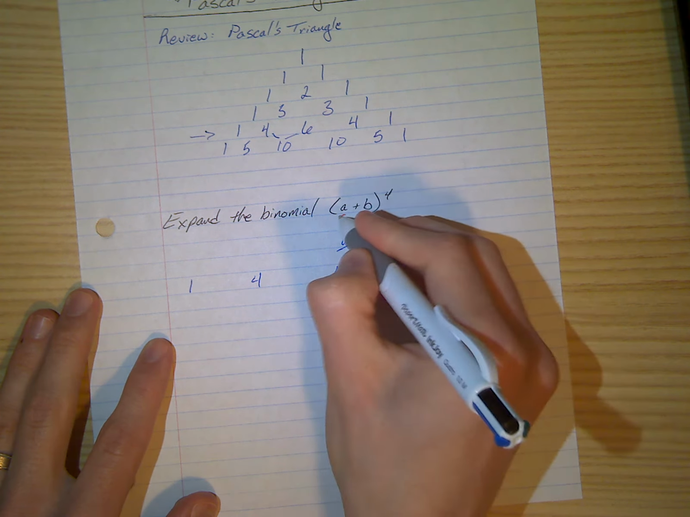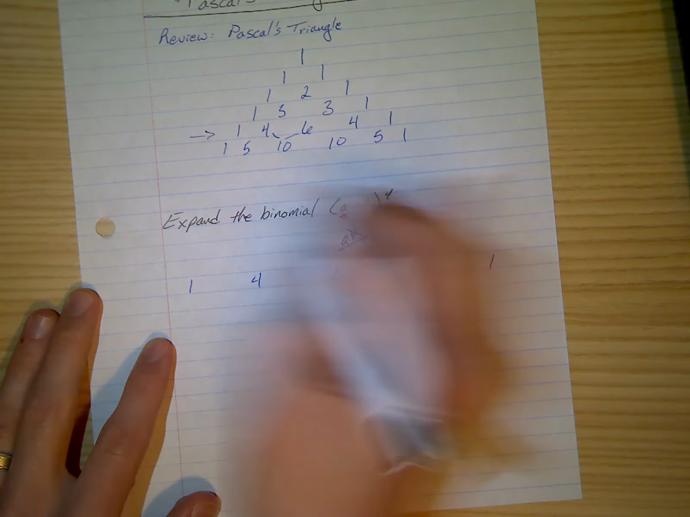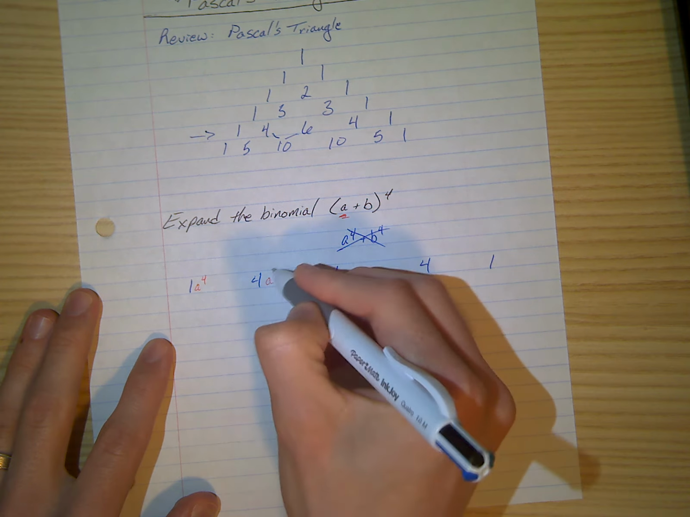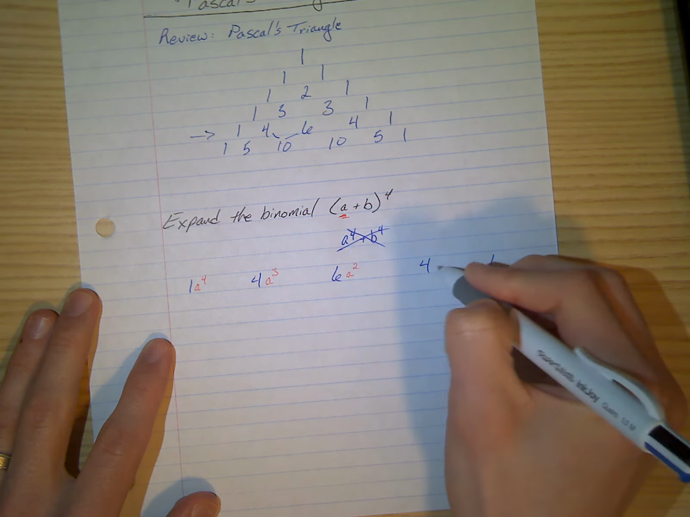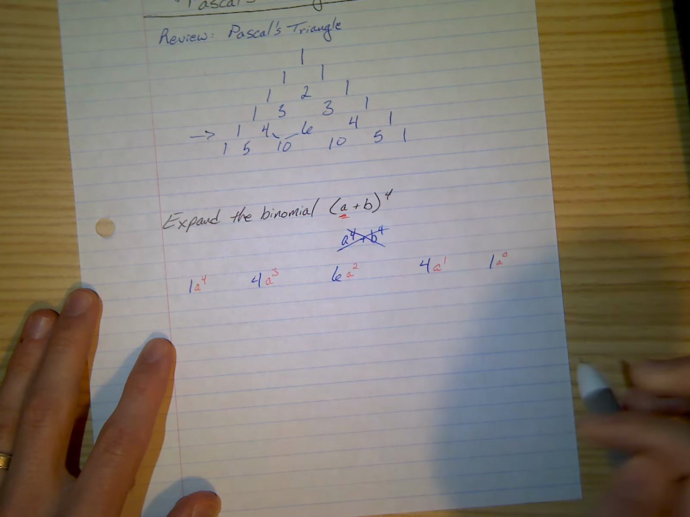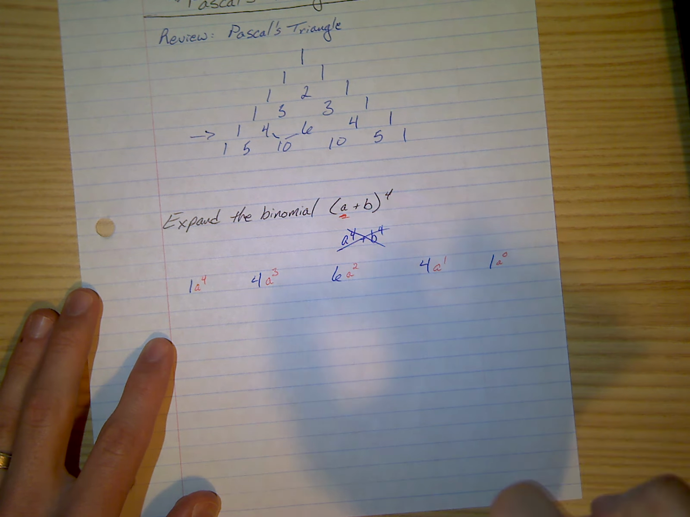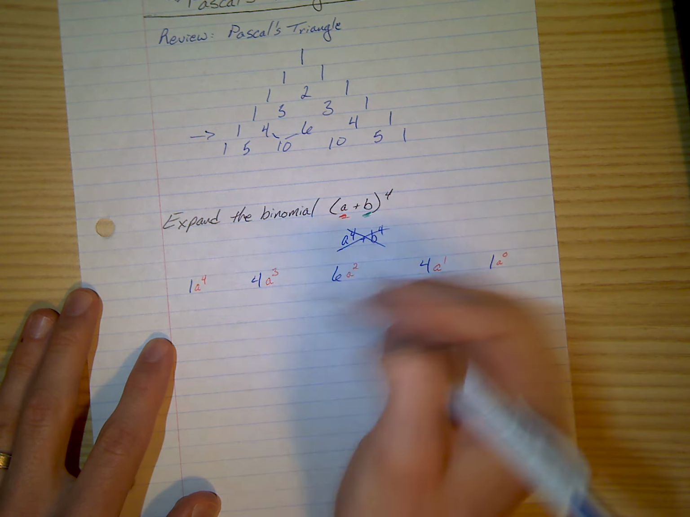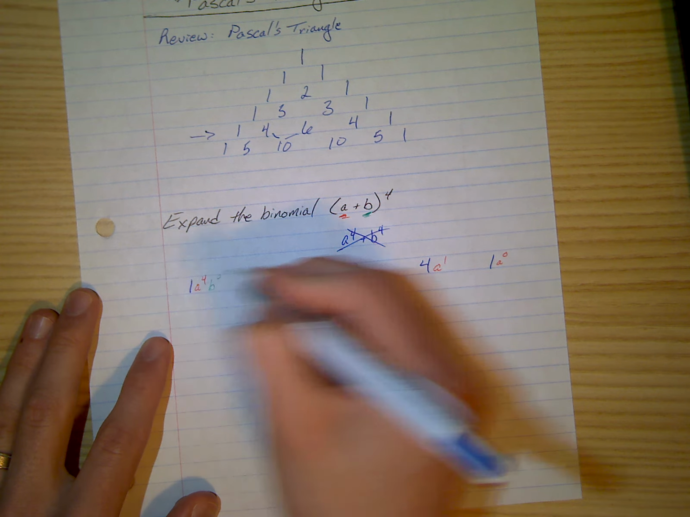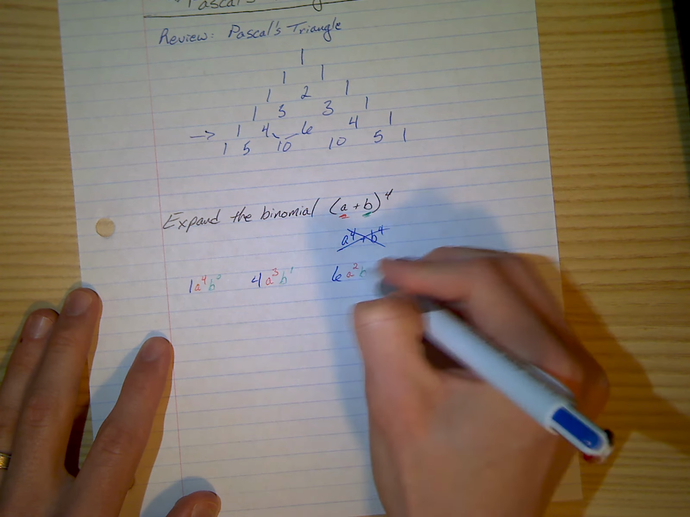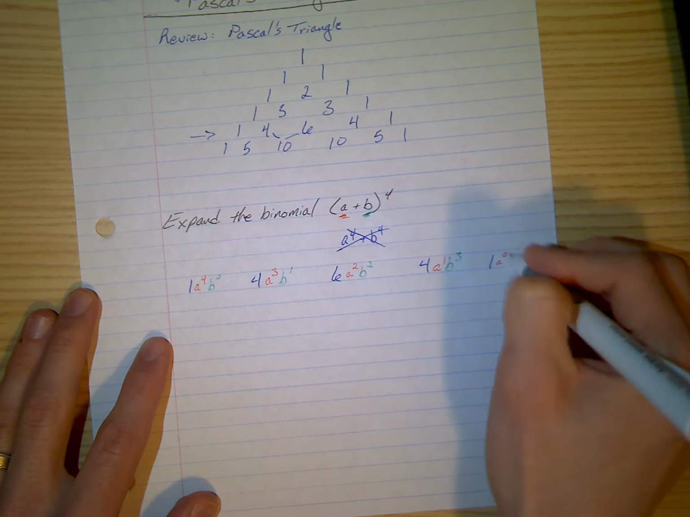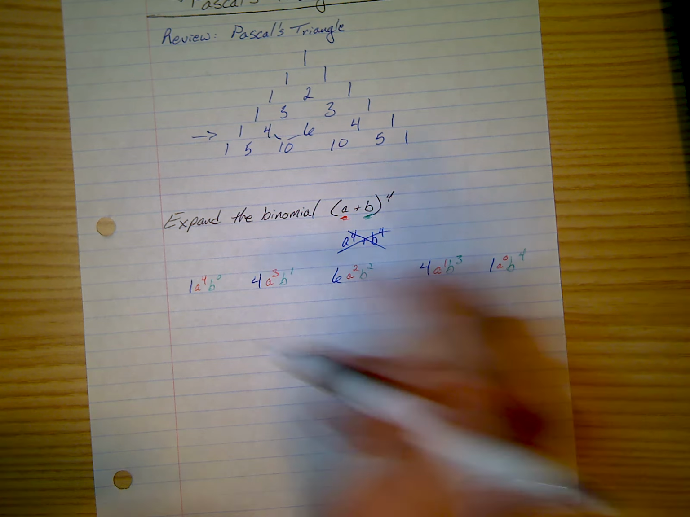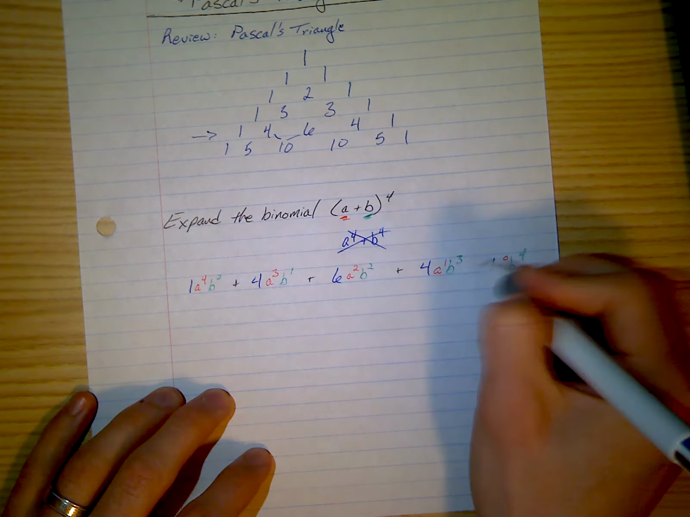And then your first term gets raised to the fourth power, and it works its way down. So then it becomes to the third power, to the second power, to the first power, and to the 0 power. And then your second term starts the other way. It starts at the bottom and works its way up. So you'd have b to the 0, b to the first, b to the second, b to the third, and b to the fourth. Everything's positive here, so you just have plus signs in between.